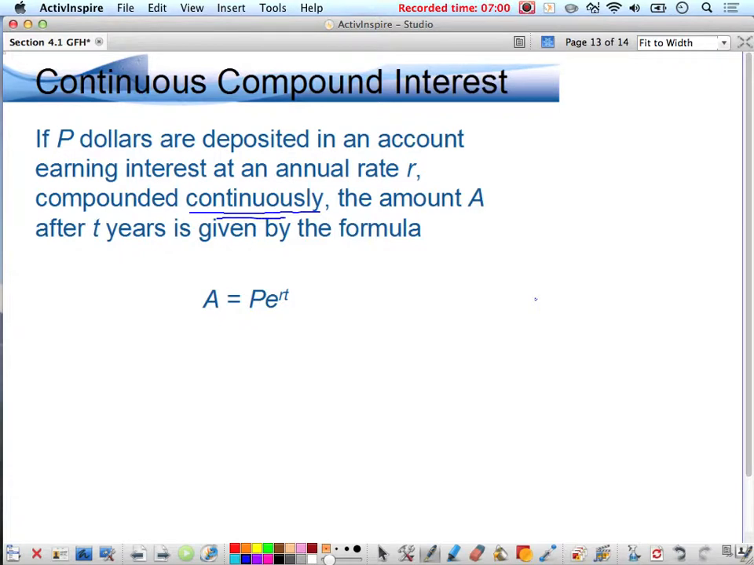If P dollars are deposited in an account earning interest at an annual rate of r, compounded continuously, the amount A after t years is always given by the formula A equals P times e to the rt power. It's sometimes called the PERT formula. A equals P times e to the rt power. Now this is how I memorized it with the parentheses there, so you might want to know both of those. That is called continuous interest.